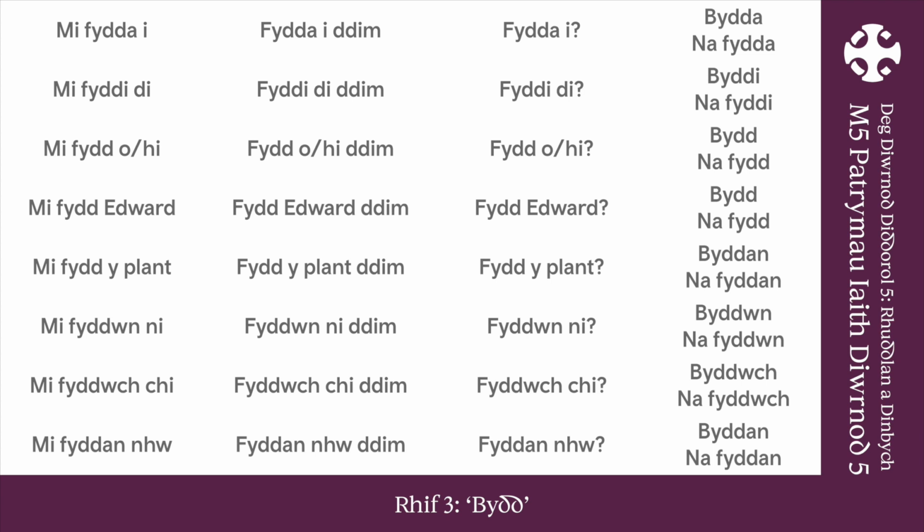Mi fydd o. Mi fydd hi. Fydd o ddim. Fydd hi ddim. Fydd o? Fydd hi? Bydd. Na fydd. Mi fydd Edward. Mi fydd y plant. Fydd Edward ddim. Fydd y plant ddim. Fydd Edward? Fydd y plant? Bydd. Na fydd. Byddan. Na fyddan.